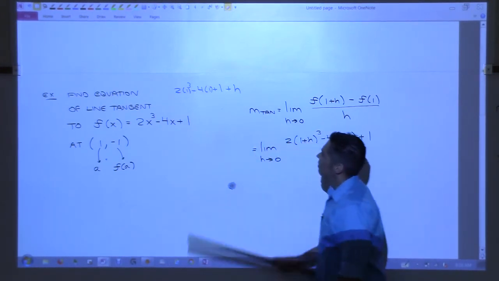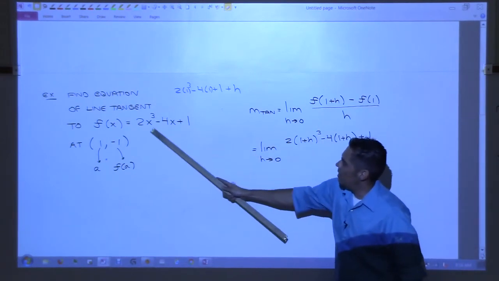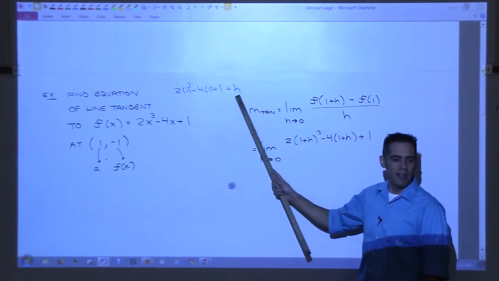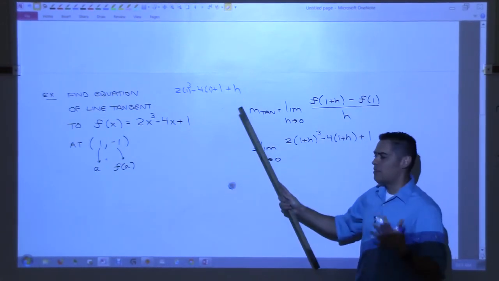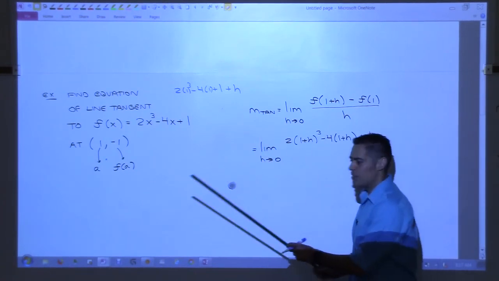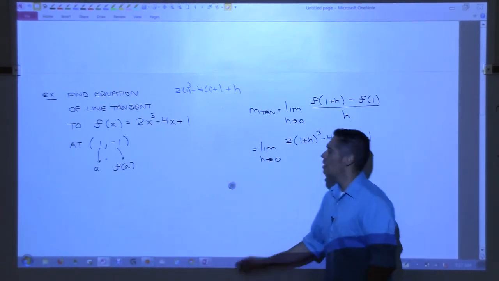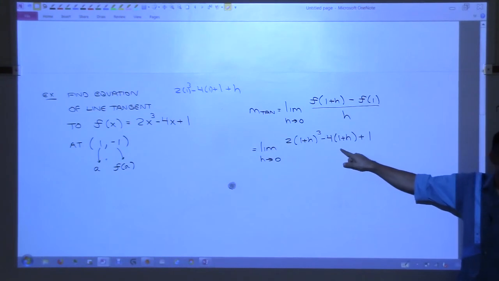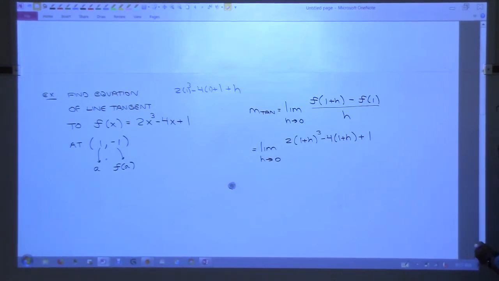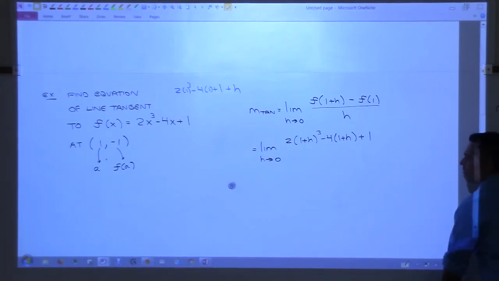In other words, they plug 1 into this, and then they just throw an h on the end. That's completely wrong, right? That is not what it means to plug 1 plus h into the function. This is what it means to plug 1 plus h in, right? Okay. Y'all look at me like, who would do that? But trust me, it happens.